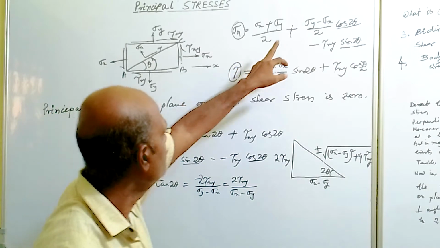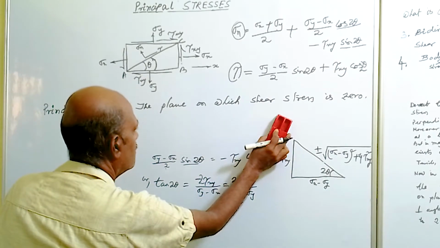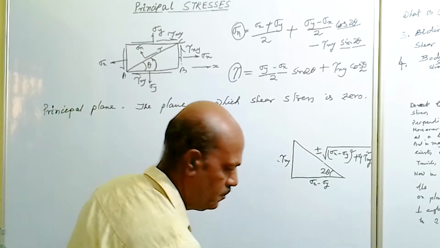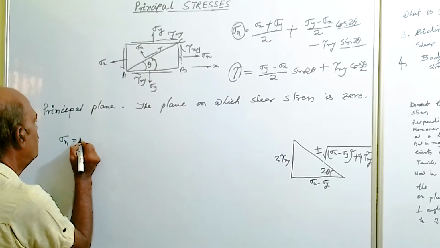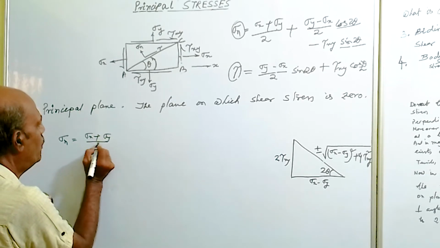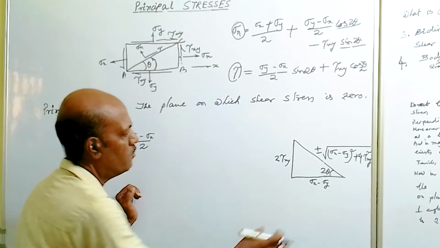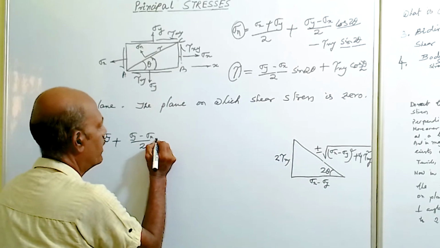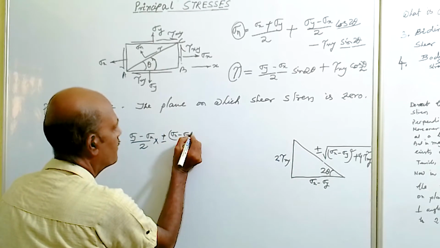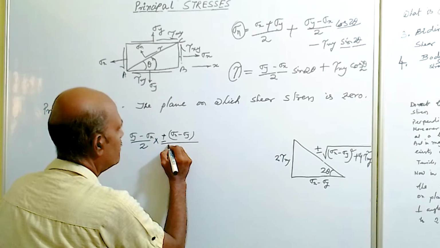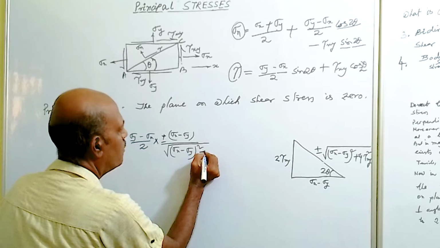If we remove this cos 2 theta and sin 2 theta, then sigma n will be equal to (sigma x plus sigma y) by 2 plus (sigma y minus sigma x) by 2 into cos 2 theta, meaning base by hypotenuse, into plus or minus (sigma x minus sigma y) divided by the square root of (sigma x minus sigma y) whole square plus 4 tau square xy.